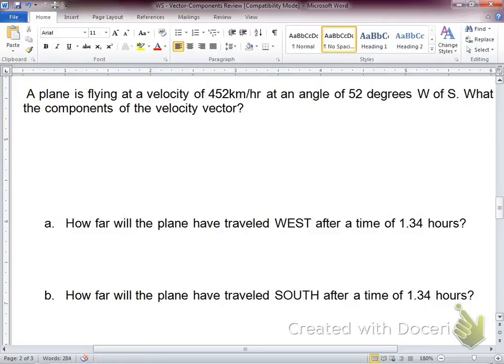Especially if you look at the next two parts of the problem, it asks us how far we've traveled after a certain number of hours. That means we want our velocity and our time units to match. Okay? So we can go ahead and leave that in kilometers per hour. So I want you to go ahead and try to draw this vector first and see if you can match mine. Okay, go ahead and try to draw that vector out, 52 degrees west of south. Draw the components.